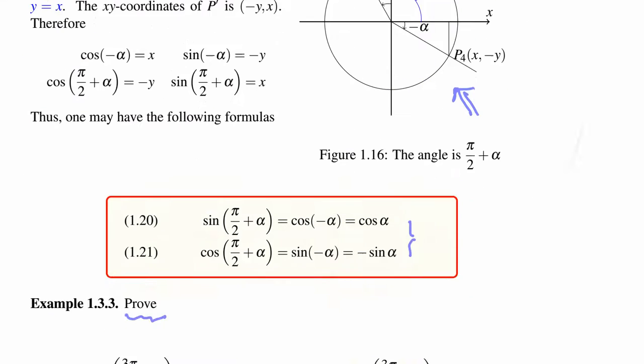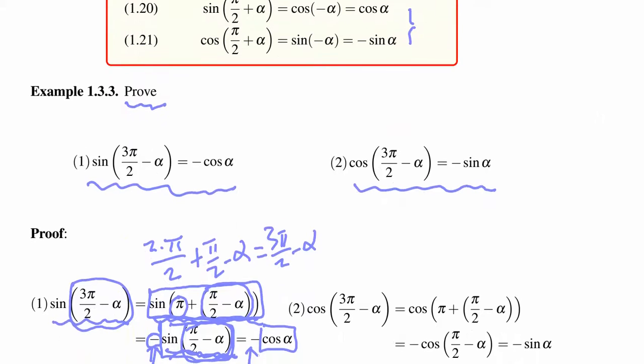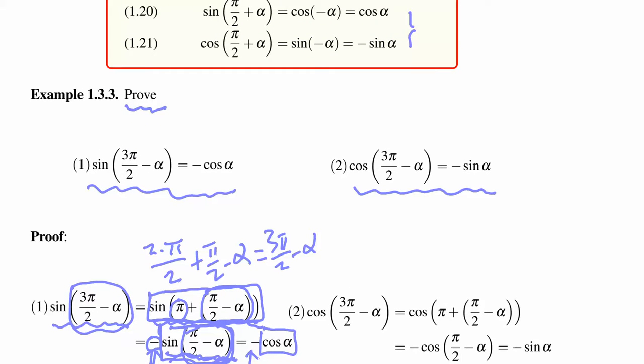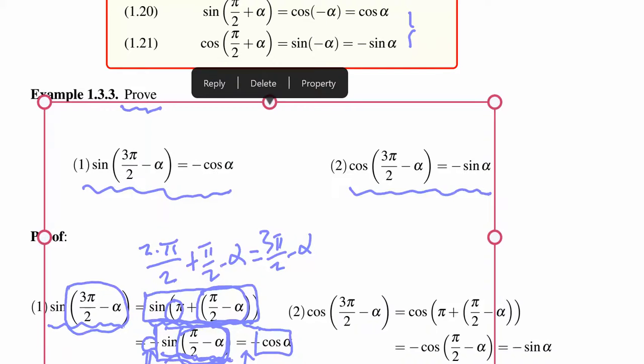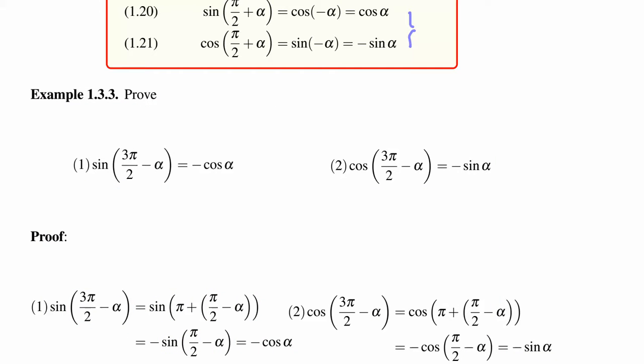Okay, so then you know right here we have sine pi over 2 minus alpha is cosine alpha. We keep this negative sign. Okay, you may do this one in a similar way. Please review this lecture. I'll see you next time.